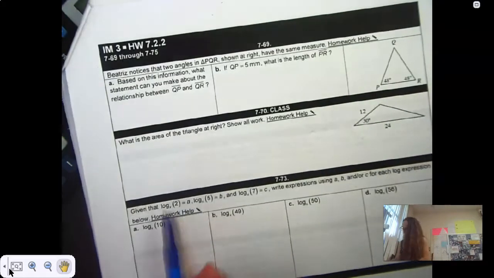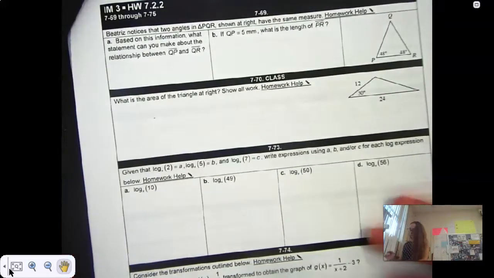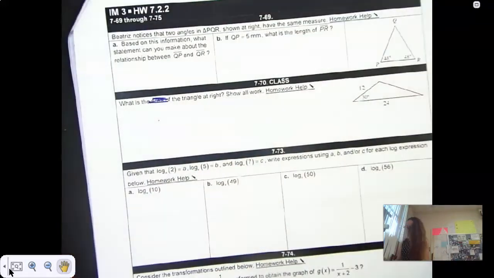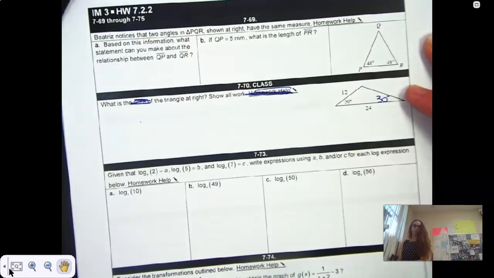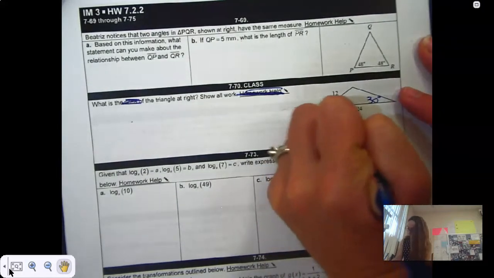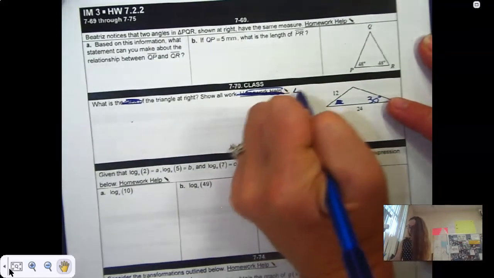All right, let's go over the homework. So read it, figure it out. I don't want you to find the area of this. I want you to move the 30 degrees over, so the homework help is not going to help you, okay? And I want you to erase that, and I want you to use the law of sines, okay?